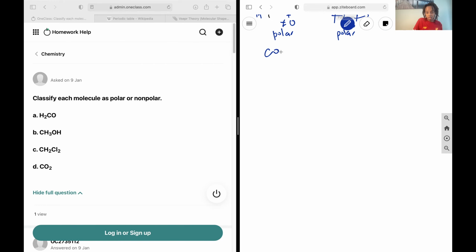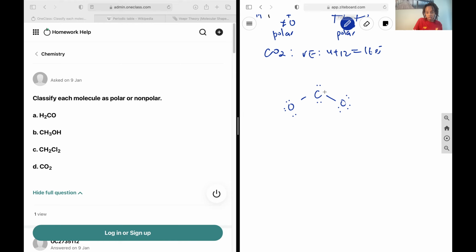Lastly, we have CO2. We can count our valence electrons. We'll have 4 plus 12 yielding 16 electrons to take care of. Carbon as our central atom, oxygen and oxygen. If we fill in everybody's octet, we'll have 6, 8, 10, 12, 14, 16, 18, 20. So obviously we have too many electrons.